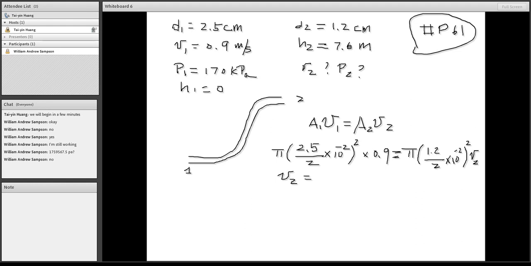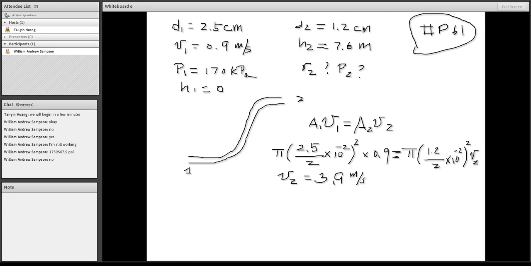And so when you calculate this, you'll get the velocity at point 2 equals, after you do a calculation, 3.9 meters per second. And this tells you that when the cross-sectional area is smaller, the water flows faster, because initially the velocity is 0.9. When it gets to the smaller cross-sectional area, you can see that the velocity actually is larger. Okay, so that's your part A.